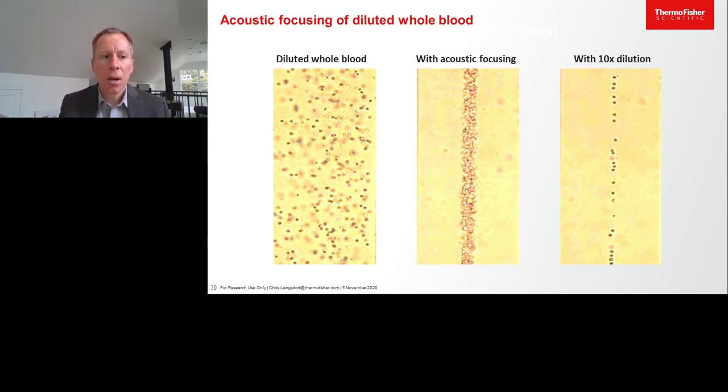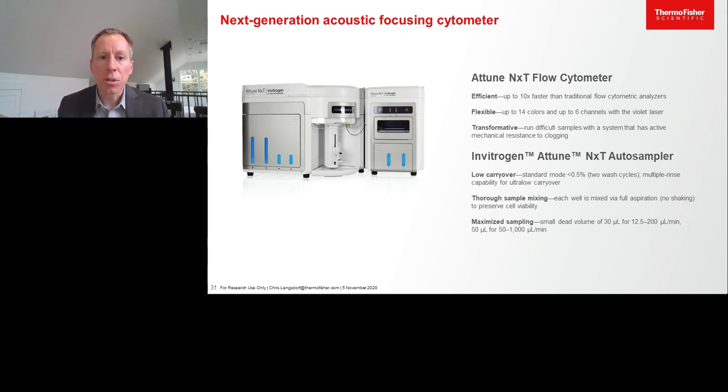Fortunately, we have a flow cytometer available with this acoustic technology built in called the Attune NxT. And as you see on the right, this instrument is 10 times faster in terms of volume of sample per minute than other flow cytometers that are available. At the same time, you can analyze up to 14 colors on a 4-laser instrument.